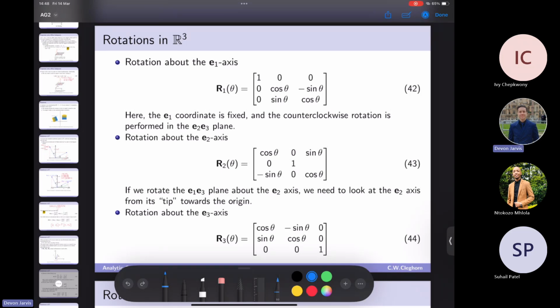So here the E1 coordinate is fixed and the counterclockwise rotation is performed on the E2, E3 plane. We can do the same idea as we derived on that earlier kind of triangles. If we're now keeping the E2 plane fixed, you have a 1 in the middle. That's obviously saying do not transform that basis vector. But now you have sines and cosines in the other coordinates.